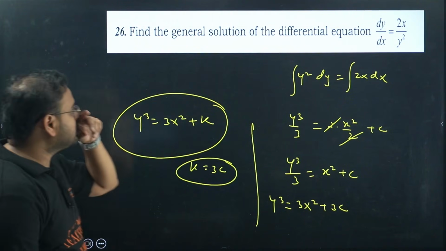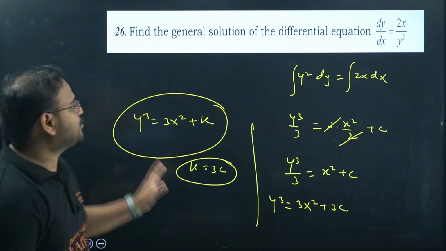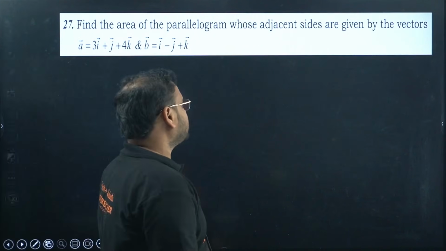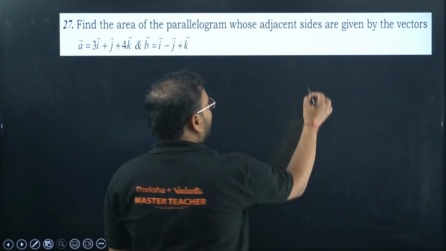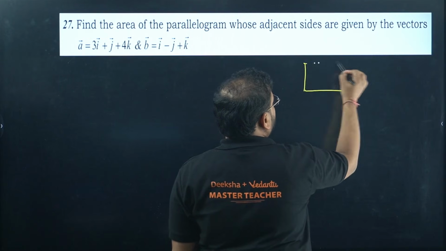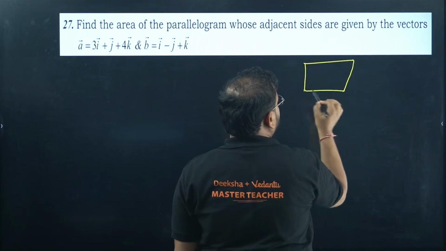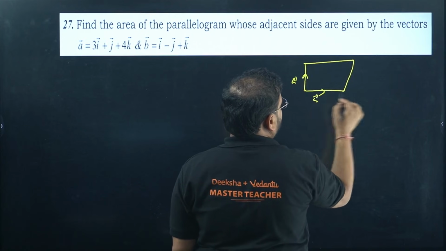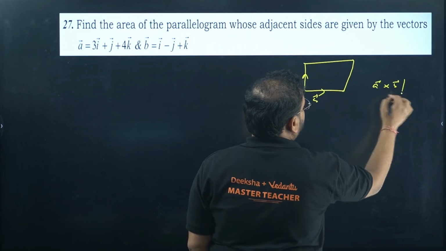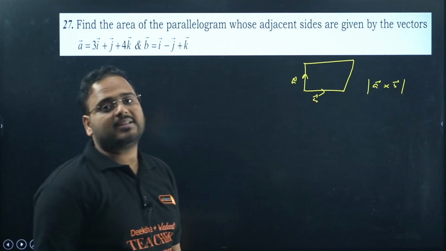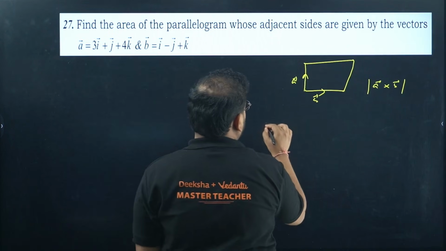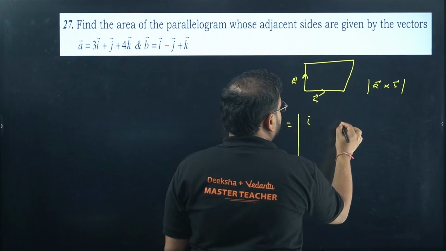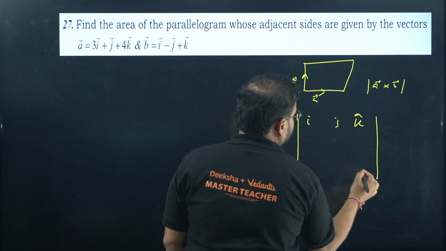Got it? Yes, done. These simple questions? Yes, sir. 27. Find the area of parallelogram when the adjacent sides are given. So whenever you have adjacent sides given like this for any parallelogram, let's say this is A, B, you're gonna find A cross B and their modulus you're gonna take. So first step is to find A cross B. How to find A cross B? Write i, j, k. Find the determinant value.